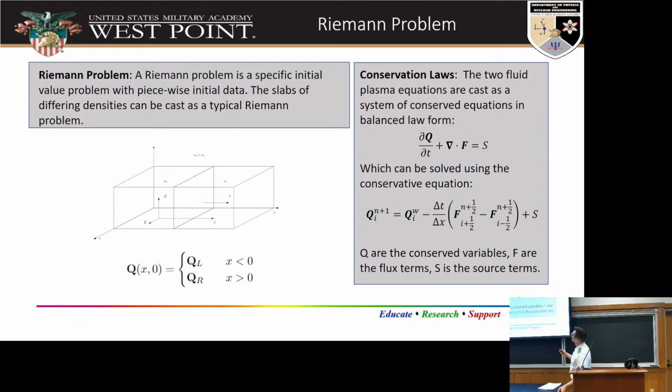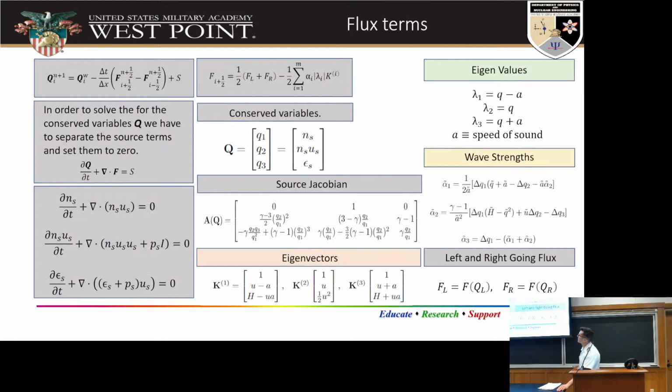Because our equations appear in balance law form, we can use a conservative equation to solve for that. So here, Q is our conservative variables, F is our flux variables, and S is our source terms. The conserved variables are mass, momentum, density, and energy, and our flux terms are the numerical flux between the cells in our computational domain. And then they're coupled explicitly using the source terms, and I'll discuss it later, but the eigenvalues of the source term are small. So this is the mathematical basis for a Roe solver.